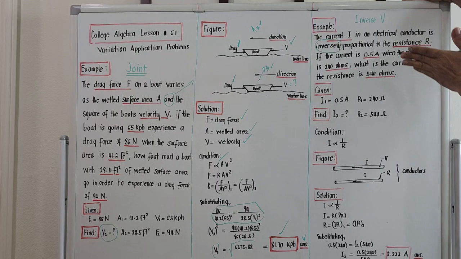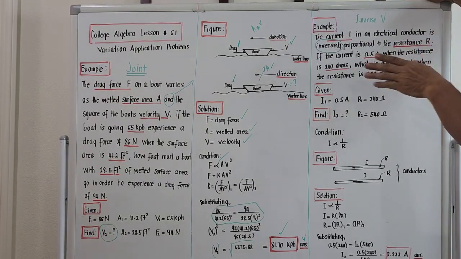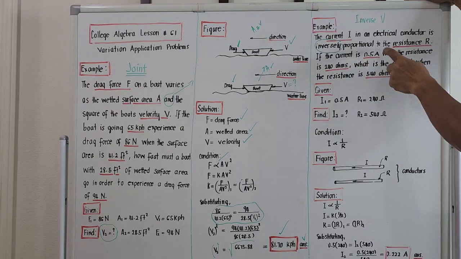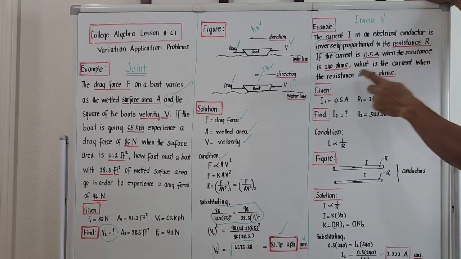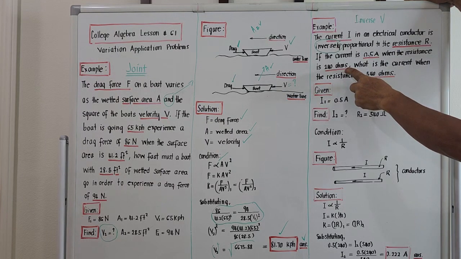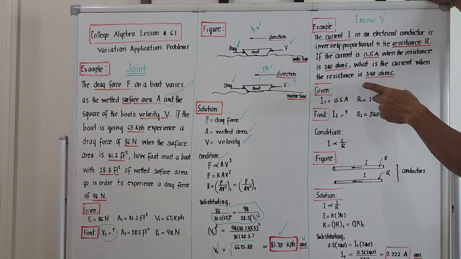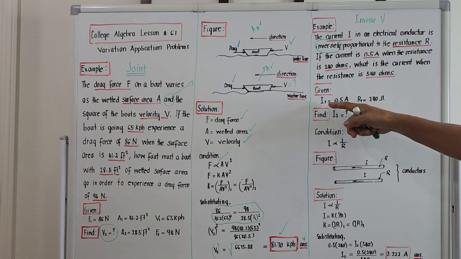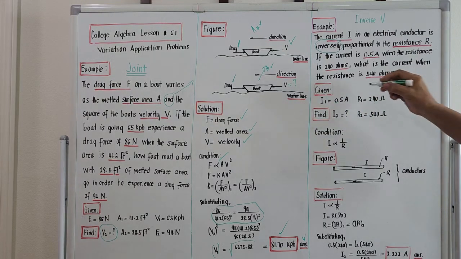I will repeat it. The current I in an electrical conductor is inversely proportional to the resistance R. If the current is 0.5 amperes when the resistance is 240 ohms, what is the current when the resistance is 540 ohms? Okay, obviously the problem is under inverse variation. Let's bring out first the given. Under condition number 1, the current capital I with subscript 1 is current number 1. It's 0.5 ampere.